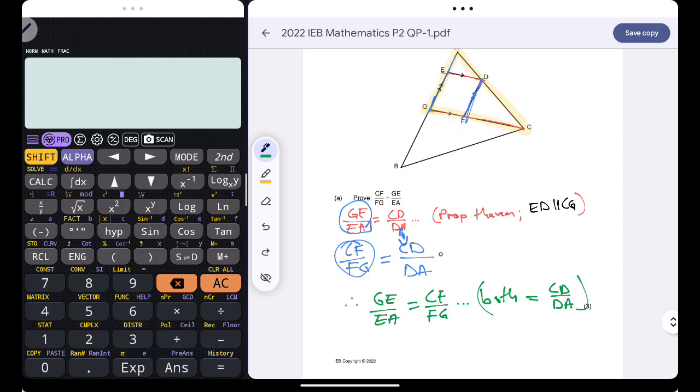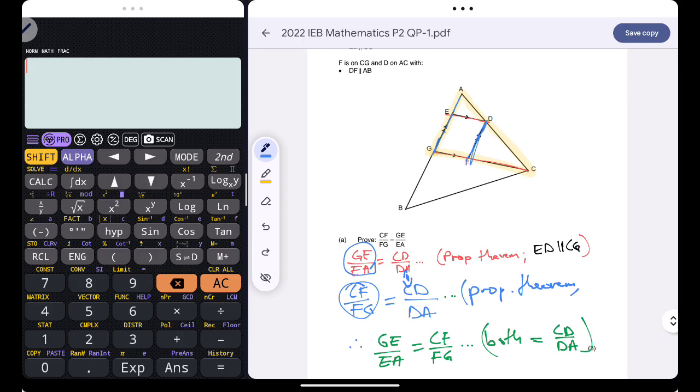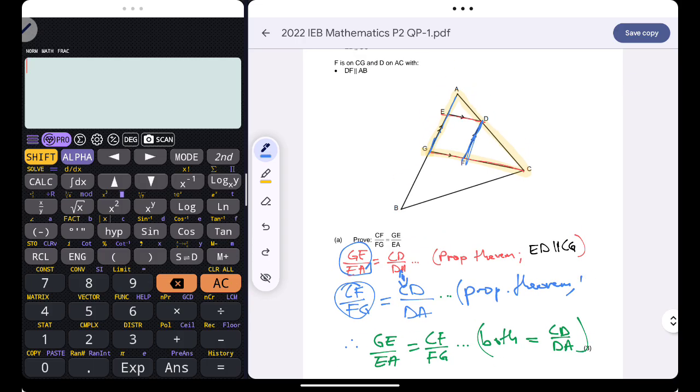I didn't write the reason here. It's important, guys, for you to write the reason. Let me write it now. The reason was prop theorem, and we could see prop theorem because DF is parallel to AB, or you can say AG. It's up to you.